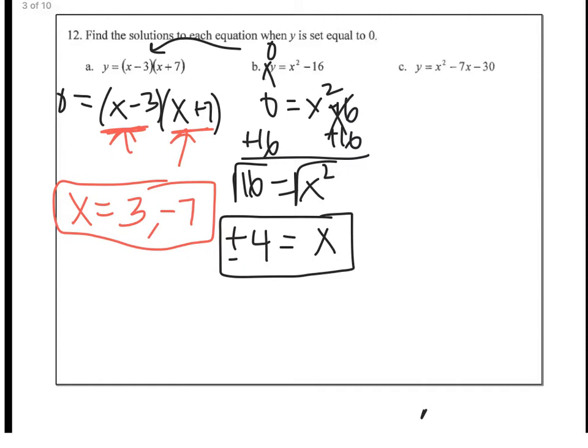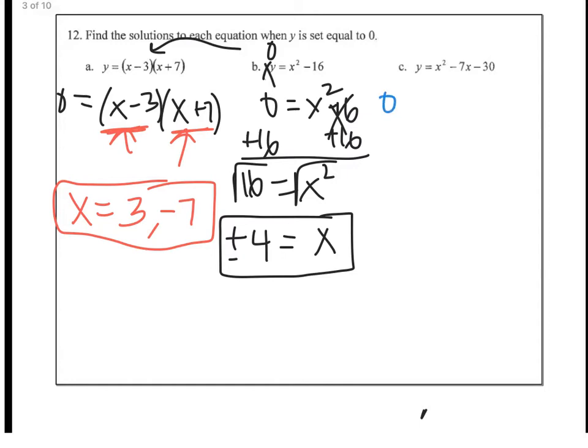Last one, y is equal to x squared minus 7x minus 30. I can't use square roots here, so I'm going to factor. That's usually my go-to, or one of my first initial strategies I try. So I would use diamond and box. If you need a review on factoring, go back to my other video or come in for help, but I would set up in diamond and box because this is a trinomial.